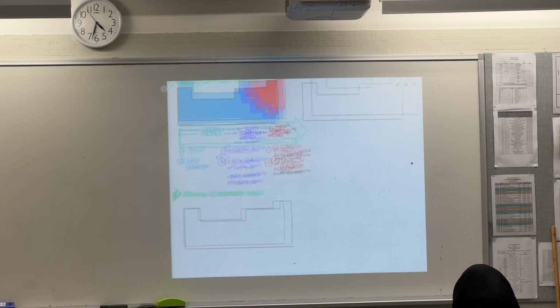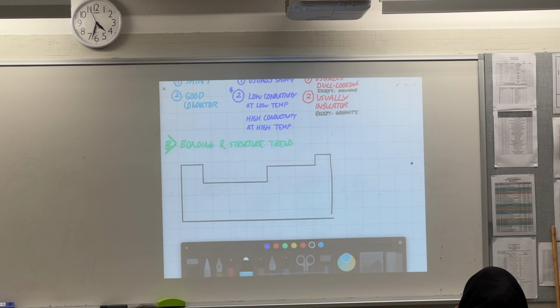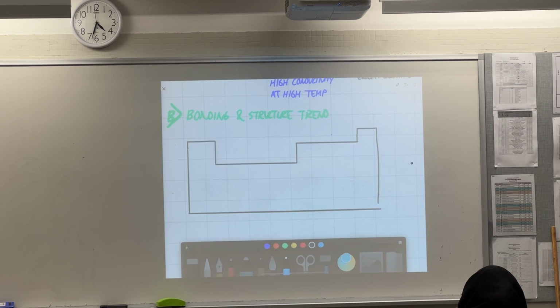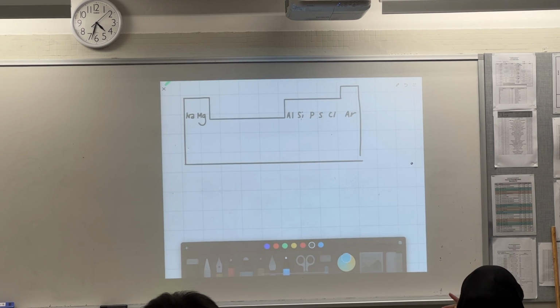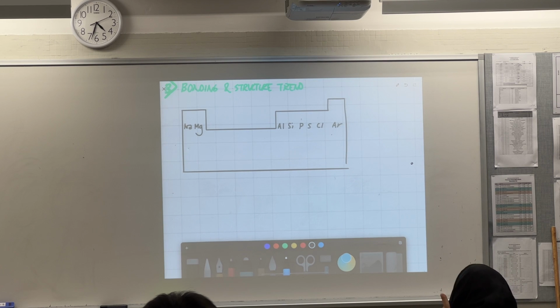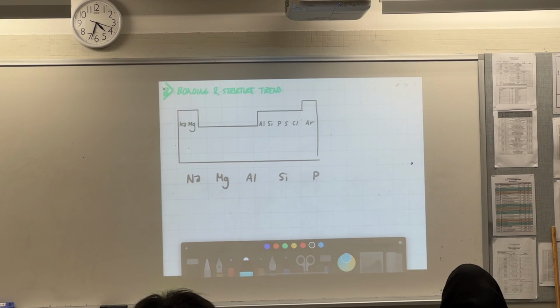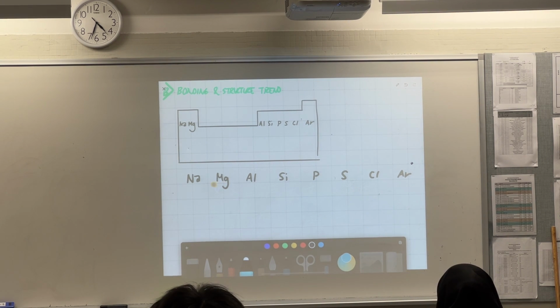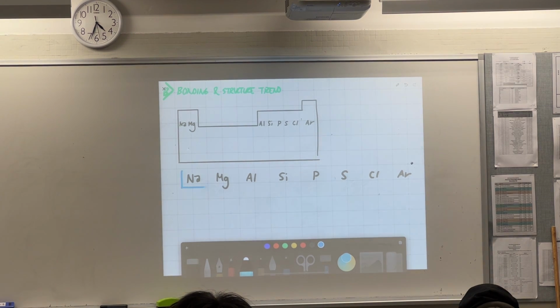So when we go from sodium to argon, I want you to write down a few selected elements here: Na, Mg, Al, Si, P, S, Cl, and Ar. I want you to write down the bonding in here. If you don't have enough space to fit that, you can write it on a separate line. We have some metals on the left, some semi-metals in the middle, and then some non-metals on the right. So you know these are the metals.